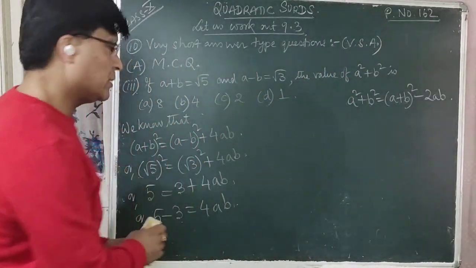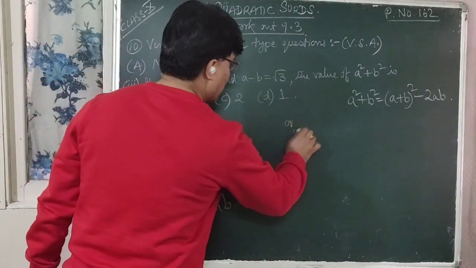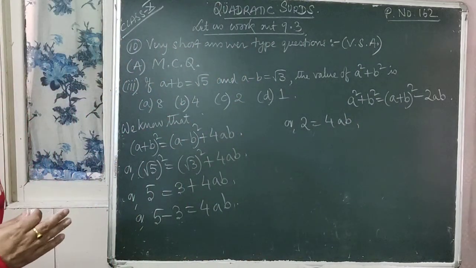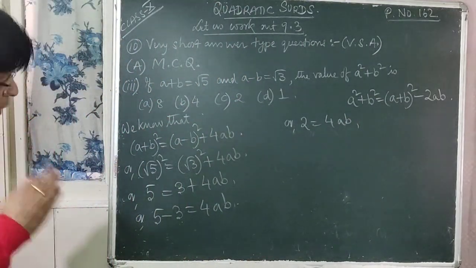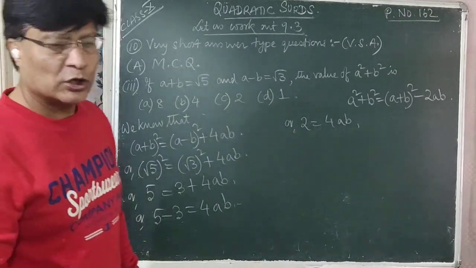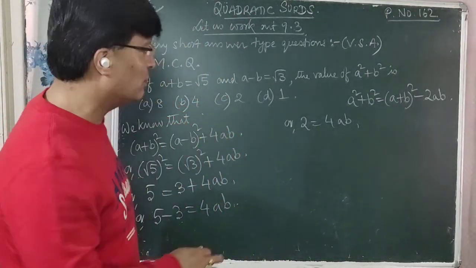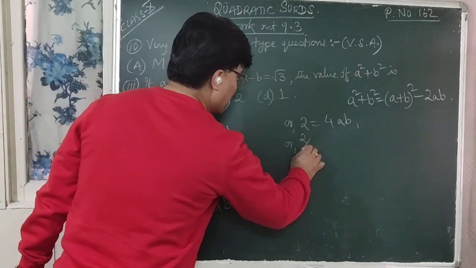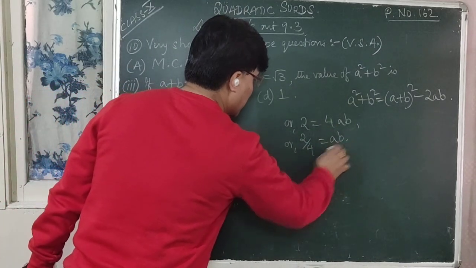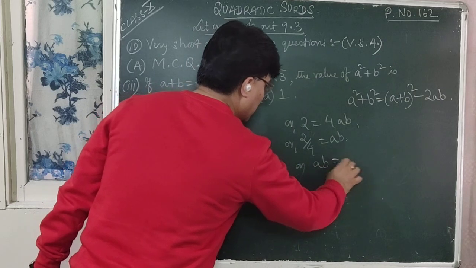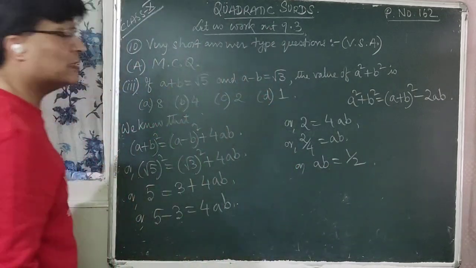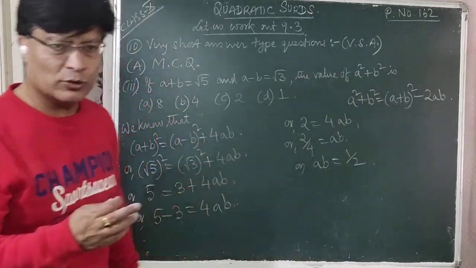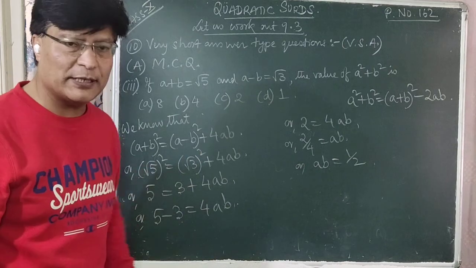So next, what is 5 minus 3? It is 2 is equal to 4ab. Now 4 should be taken to the left hand side. When it goes to the left hand side, you should write it in the denominator, because this is 4 into ab. So 2 by 4 is equal to ab. That means what is the value for ab? It is half. 2 by 4, you can cancel it by 2. So 2 ones are 2, 2 twos are 4. That is ab is equal to half.